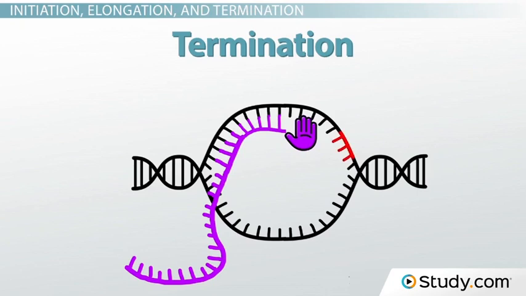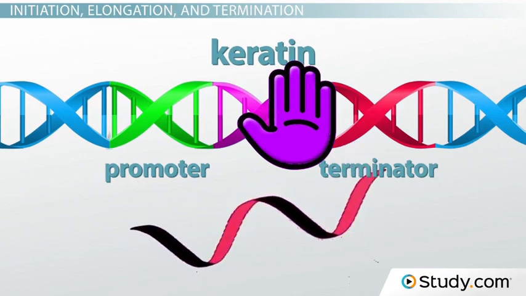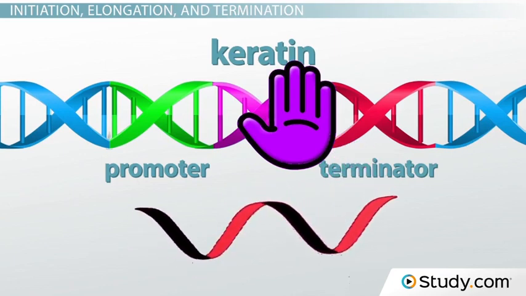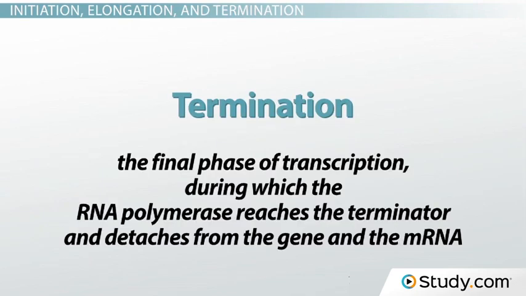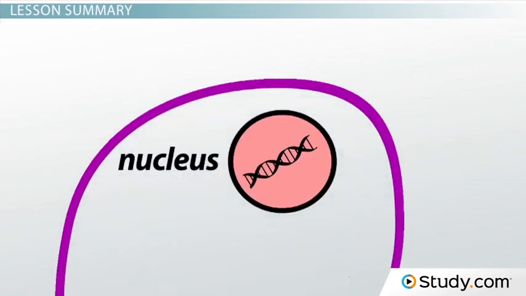RNA polymerase sees the signal that it's time to stop transcription. It stops adding RNA nucleotides and comes off from the DNA gene. It also drops the mRNA that it was building because it's finally done. Then it floats off to do more transcription somewhere else. So termination is the final phase of transcription, during which the RNA polymerase reaches the terminator and detaches from the gene and the mRNA. All three phases of transcription occur inside a cell's nucleus.